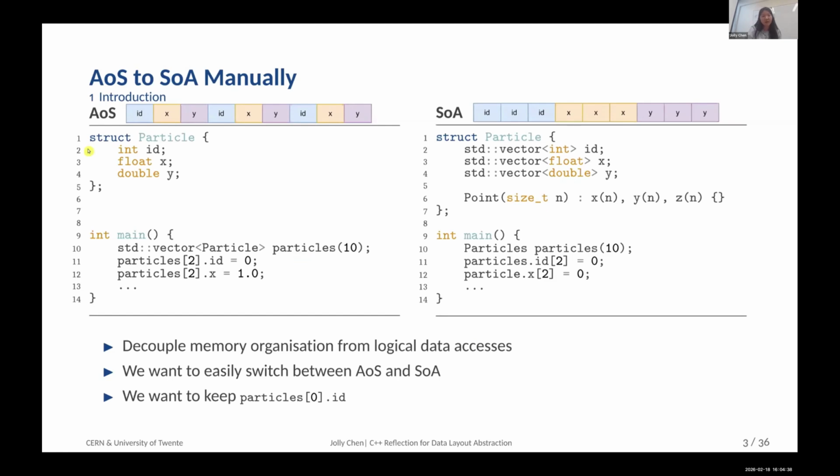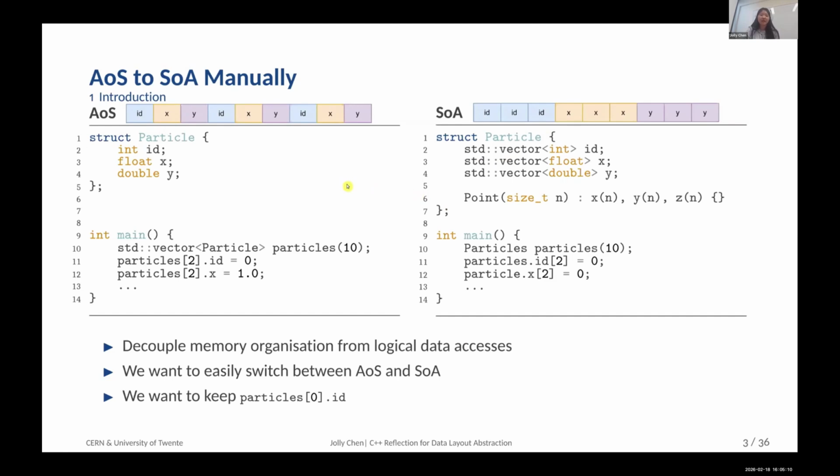On the left, we have what you could write to get an AOS layout. In this case, the data members for a structure are contiguous in memory, while on the right-hand side, we have what you would write for an SOA, where the elements for each data member are contiguous in memory. So we can see that changing between AOS and SOA is not necessarily difficult. It just requires a lot of effort to rewrite your code.